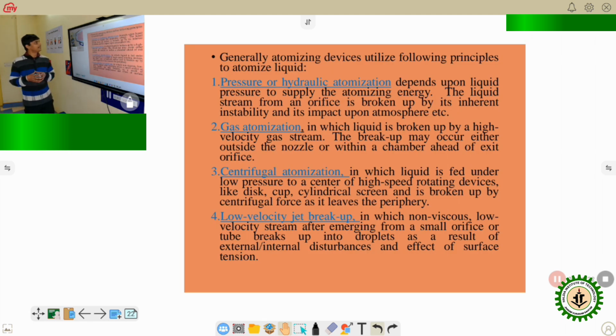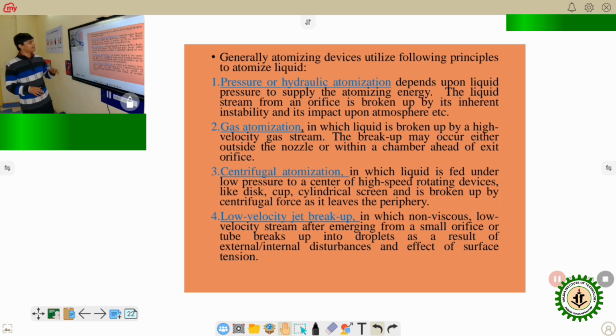Apart from this, the atomization systems, that is, we have discussed pressure hydraulic atomization, gaseous atomization, centrifugal atomization. Atomization is nothing but an operation that converts the liquid into uniform size droplets so that it can effectively spray in the field conditions.